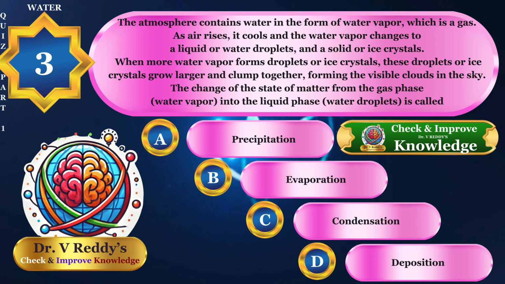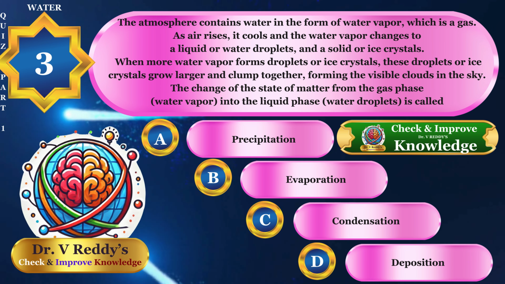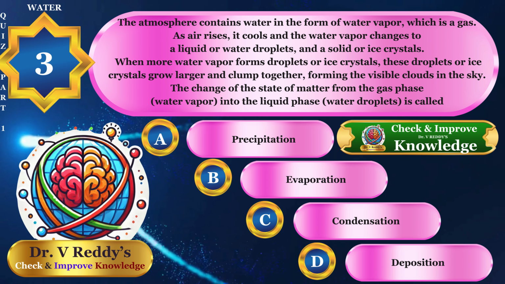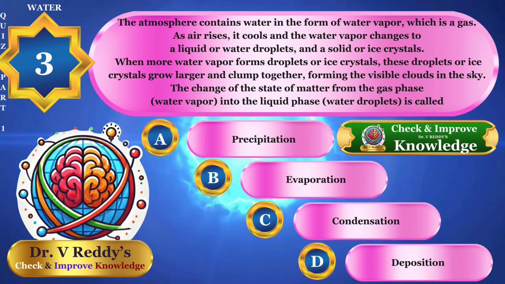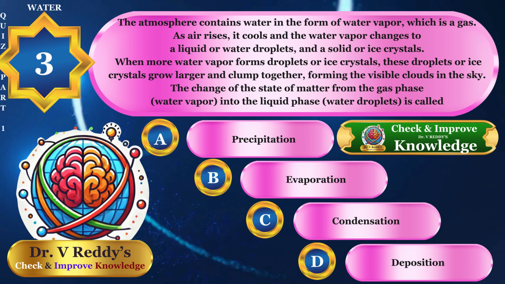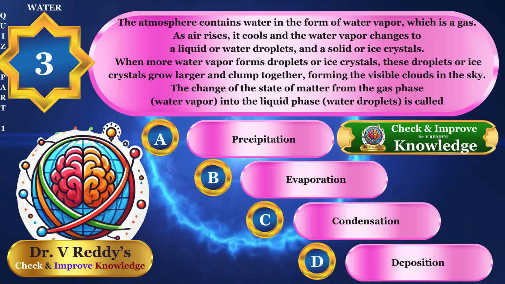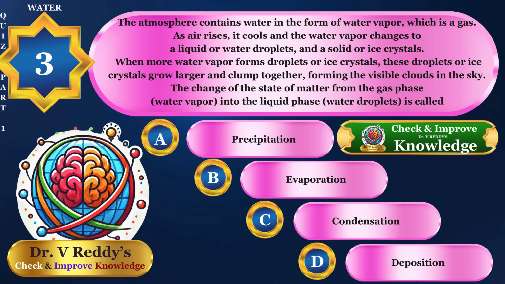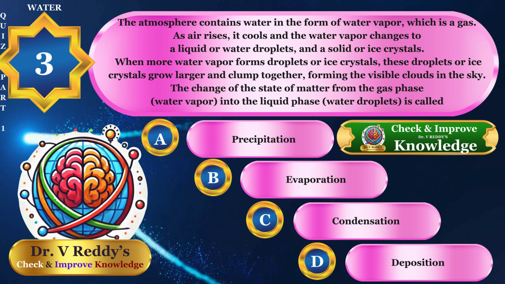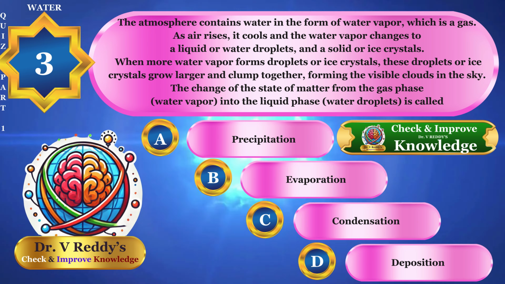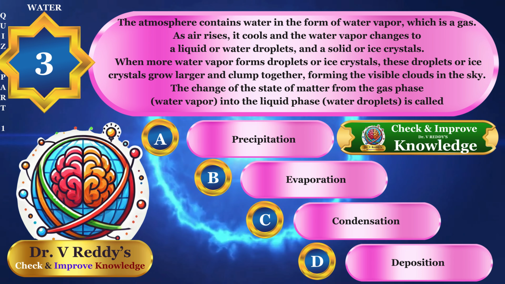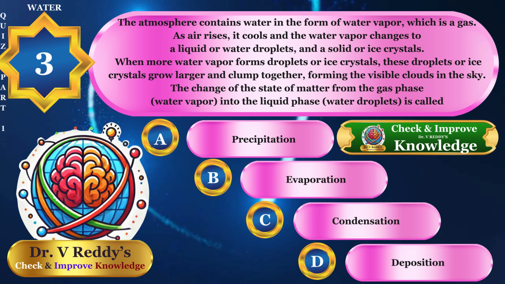Three. The atmosphere contains water in the form of water vapor, which is a gas. As air rises, it cools, and the water vapor changes to a liquid or water droplets, or a solid or ice crystals. When more water vapor forms droplets or ice crystals, these droplets or ice crystals grow larger and clump together, forming the visible clouds in the sky. The change of the state of matter from the gas phase, water vapor, into the liquid phase, water droplets, is called A. Precipitation, B. Evaporation, C. Condensation, D. Deposition.